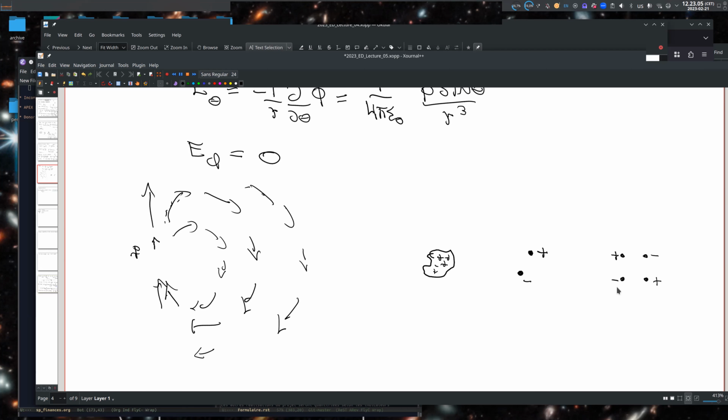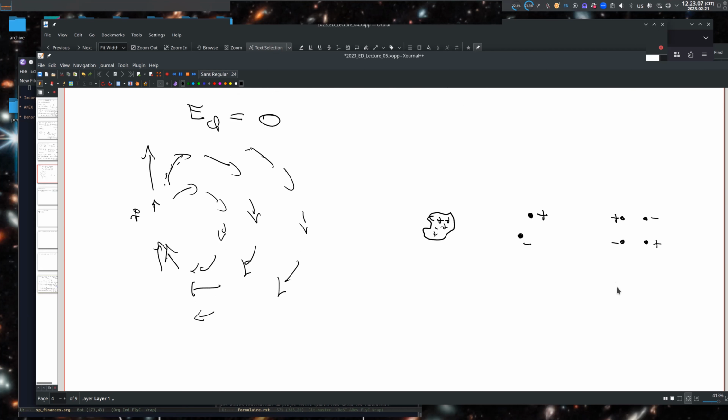By the way, gravitational waves are quadrupolar. There's no dipole wave. But that's easy.